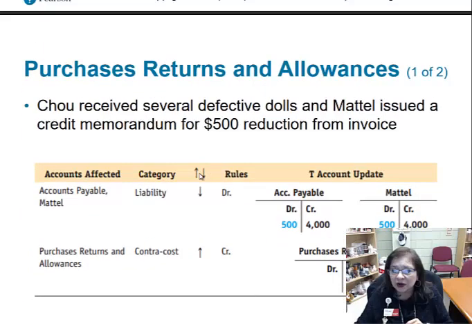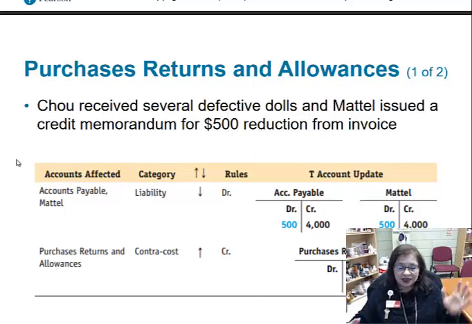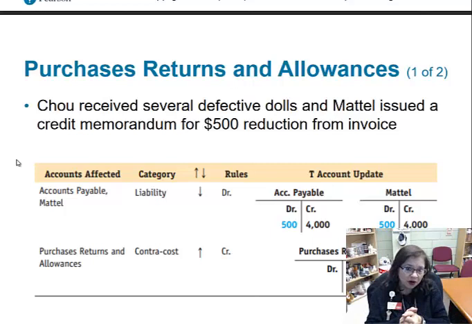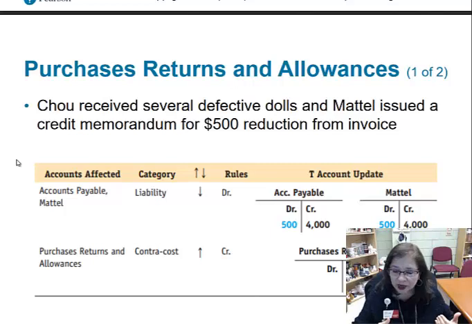So then we have the returns and allowances. Notice what happened. He received several defective dolls from Mattel and issued a credit memorandum for a $500 reduction from the invoice. He bought the $4,000 worth of merchandise, $500 of them being dolls, and what ends up happening is he found out that they're defective. So he wants Mattel to give him credit, which would decrease his amount.